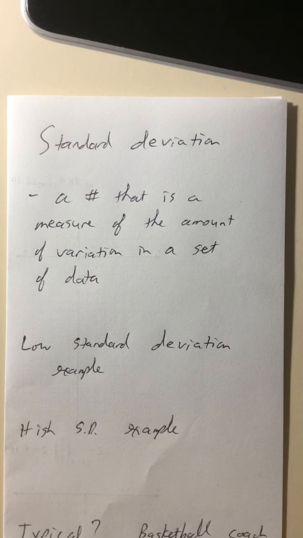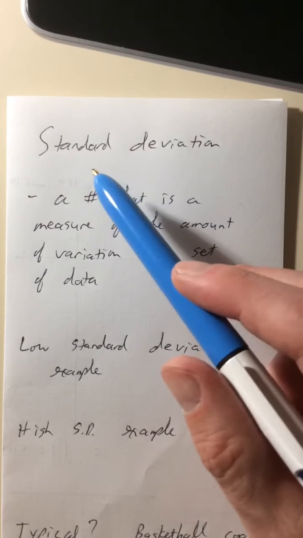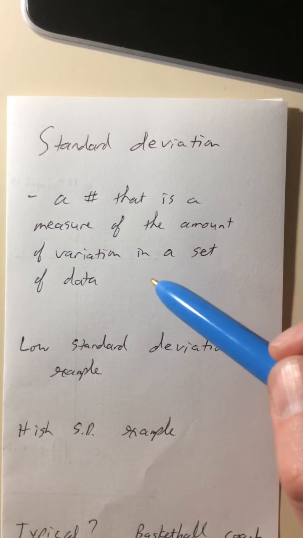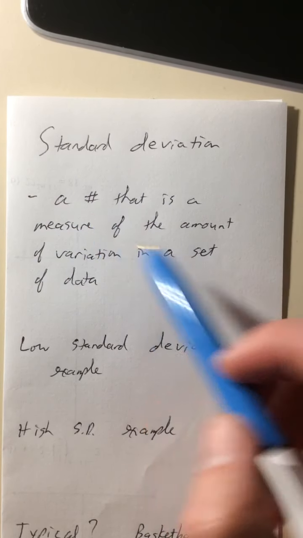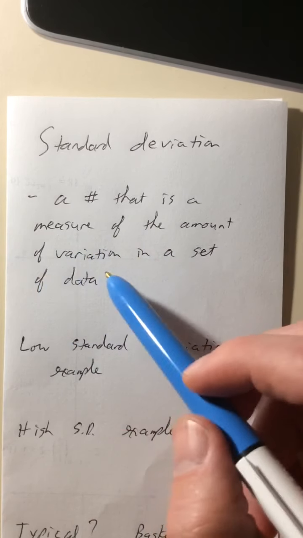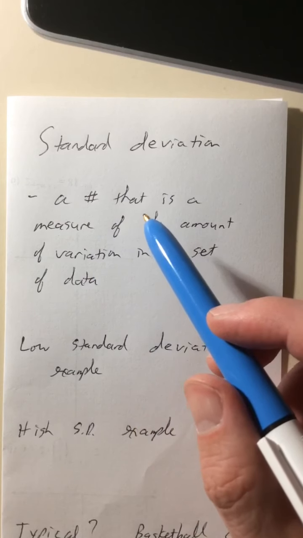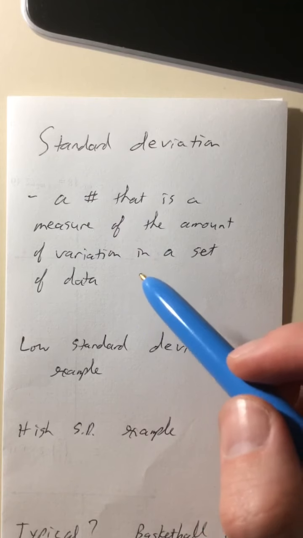So I want to talk today briefly about standard deviation because it is an important part of statistics. Along with mean and median and mode, one of the other things that people want to know is what's the standard deviation of a set of data. So let's talk quickly about the definition, and then let's see what that means in real life a bit. Standard deviation is a number that is a measure of the amount of variation in a set of data. So it's a number, and what that number is going to be, how big it's going to be, depends upon what the data is.